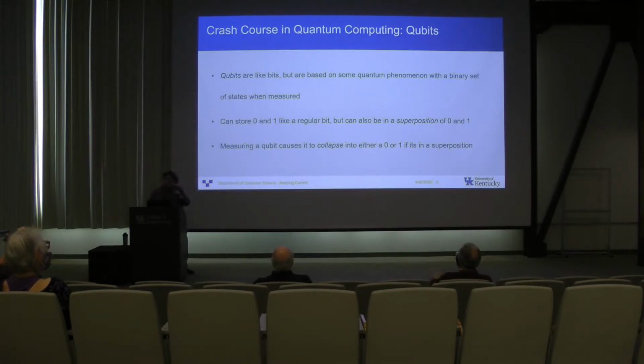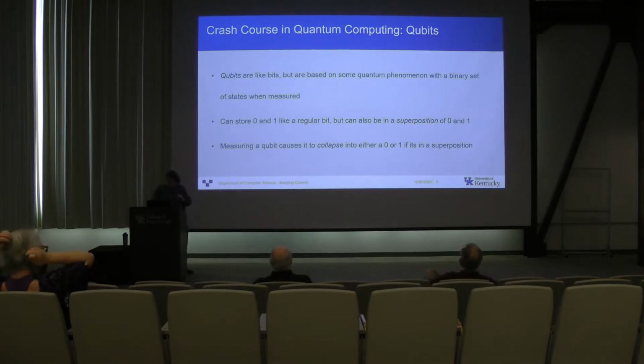Qubits, which are the base unit of information in a quantum computer, act like bits, but obviously, as the name suggests, they're based on some quantum phenomenon with a binary set of states whenever they're measured. There are a couple of examples of it, like electron spin. So basically, phenomenon, binary, just like regular bits. They can store a 0 and 1 just like a regular bit.